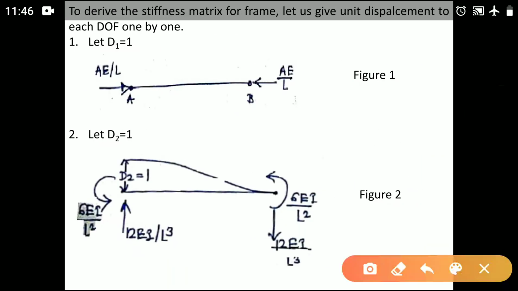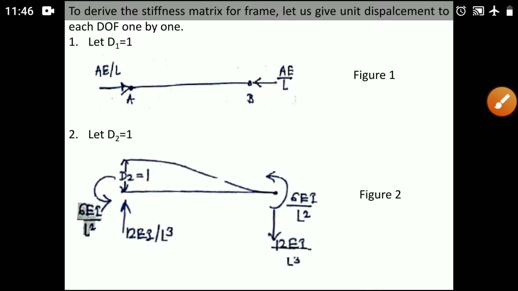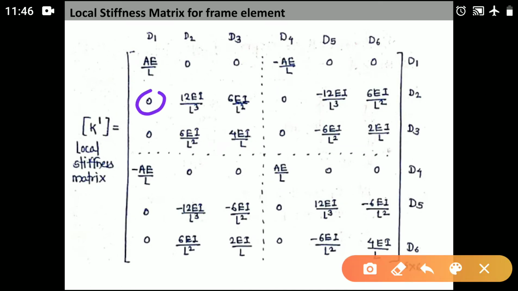Figure number 2, at node A, action corresponding to D1, that should be horizontal force. At node A only vertical reaction and moment is present, no horizontal force is there. Therefore the second element is written 0.